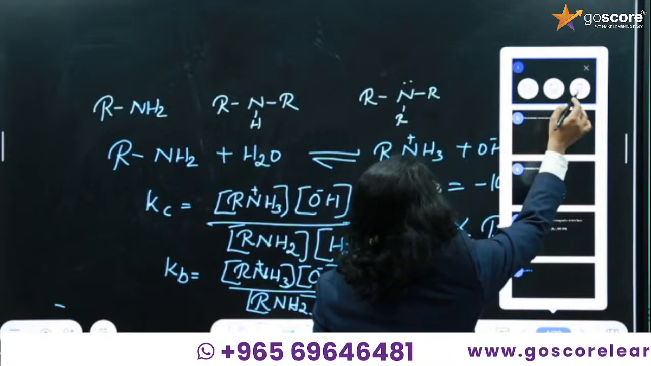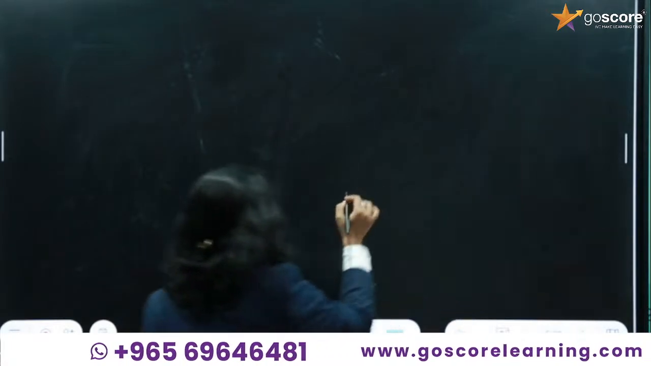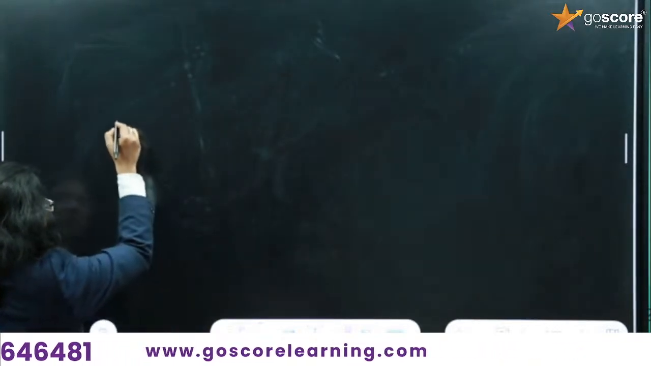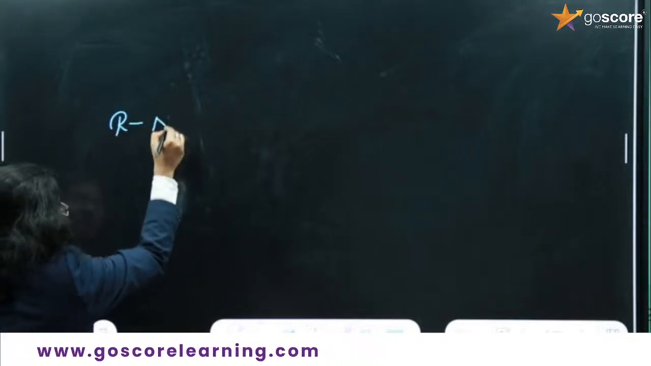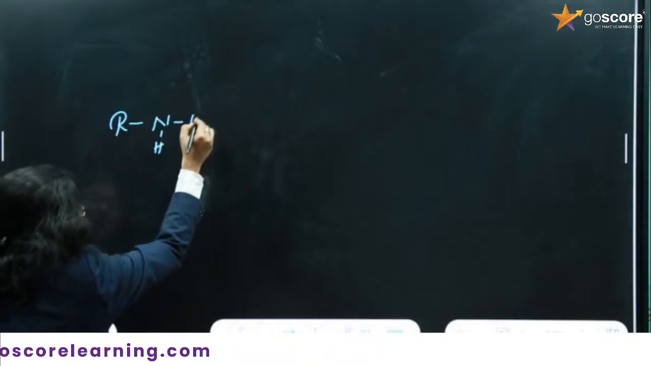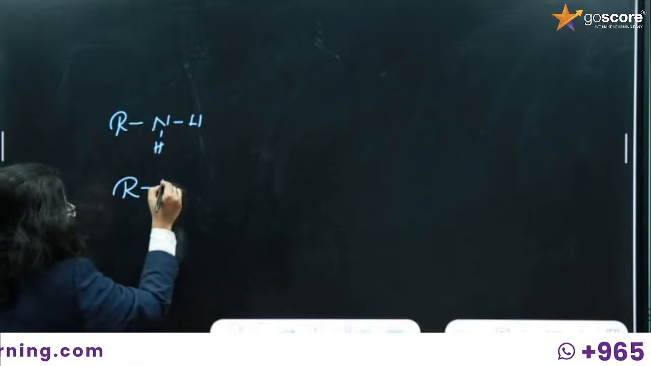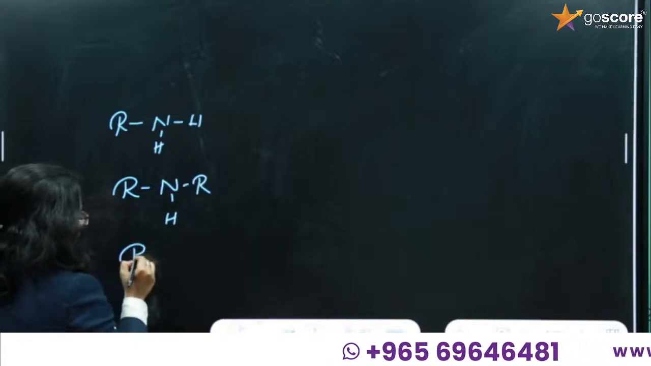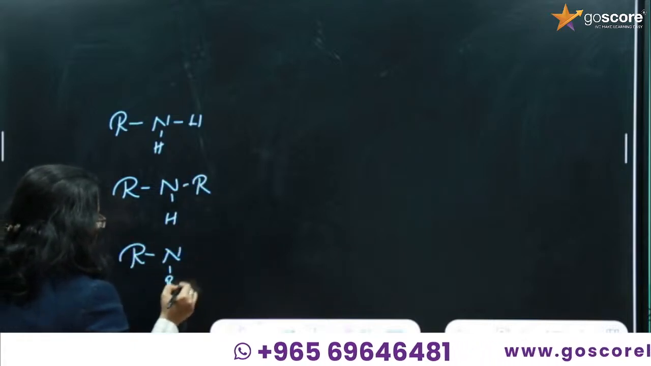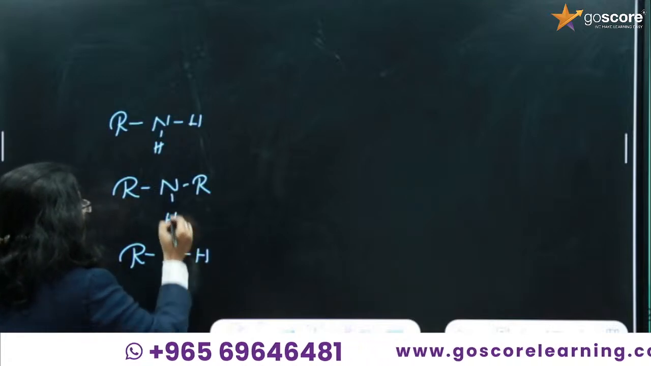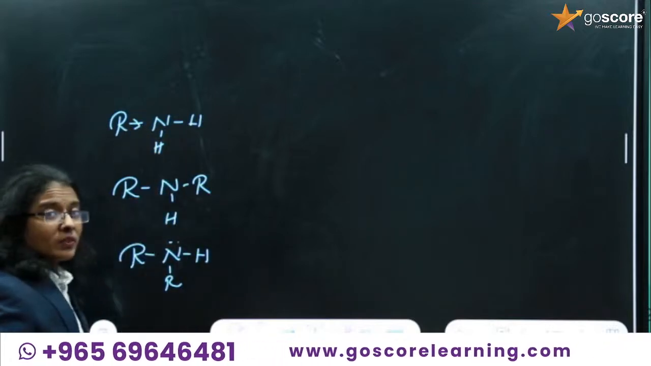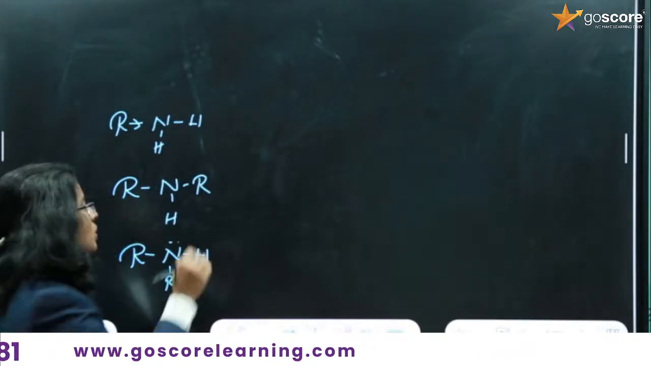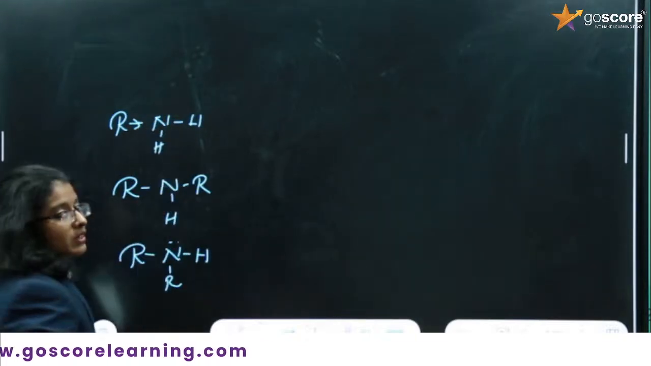Then if you compare, what is the basicity order in the gaseous phase? If you compare primary amine, secondary amine and tertiary amine, you can see alkyl groups here. What is an alkyl group? An alkyl group is an electron releasing group. So it will donate electrons to nitrogen.